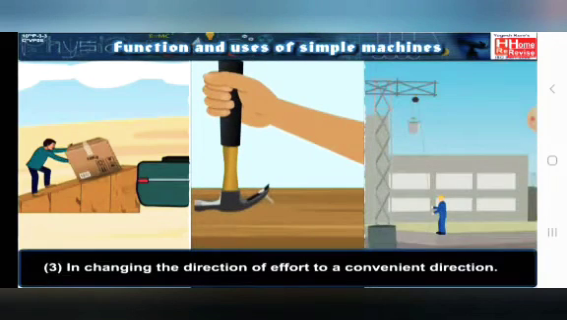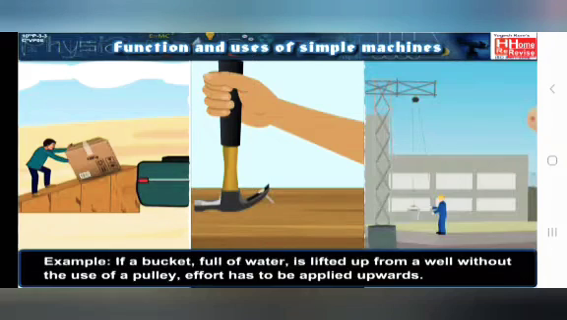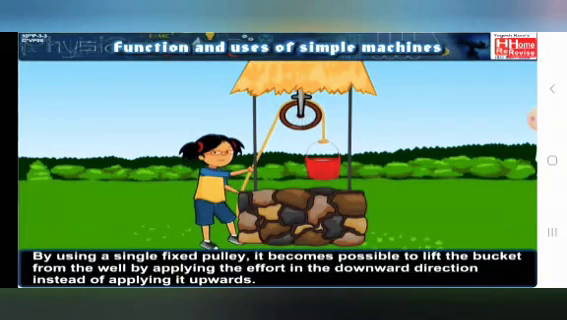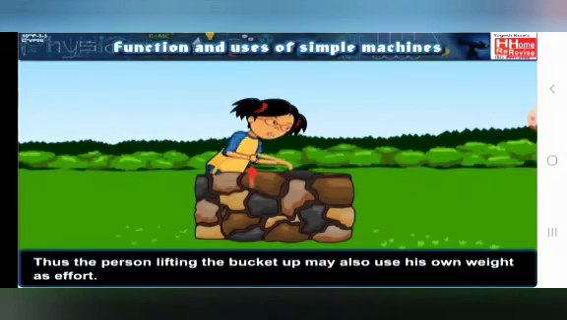Functions and uses of simple machines. 3. In changing the direction of effort to a convenient direction. Example: if a bucket full of water is lifted up from a well without the use of a pulley, effort has to be applied upwards. By using a single fixed pulley, it becomes possible to lift the bucket from the well by applying the effort in the downward direction instead of applying it upwards. Thus, the person lifting the bucket up may also use his own weight as effort.